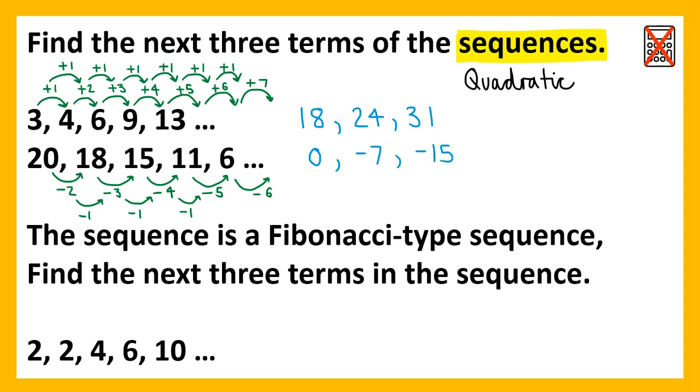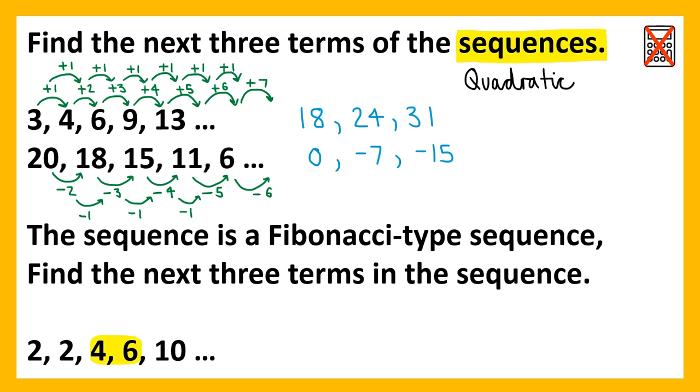For the last question, the sequence is a Fibonacci type sequence. Find the next 3 terms in the sequence. You can find the next term of a Fibonacci sequence or a Fibonacci type sequence by adding the 2 previous terms together. So the first 2 terms of 2 and 2 are adding to give me the next term, which is 4. To find the next term, I'll add the 2 previous ones, 2 and 4 together, to give me 6.